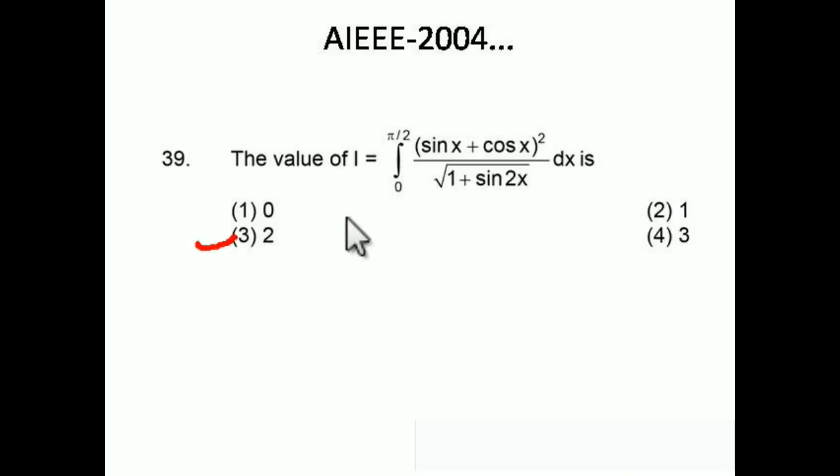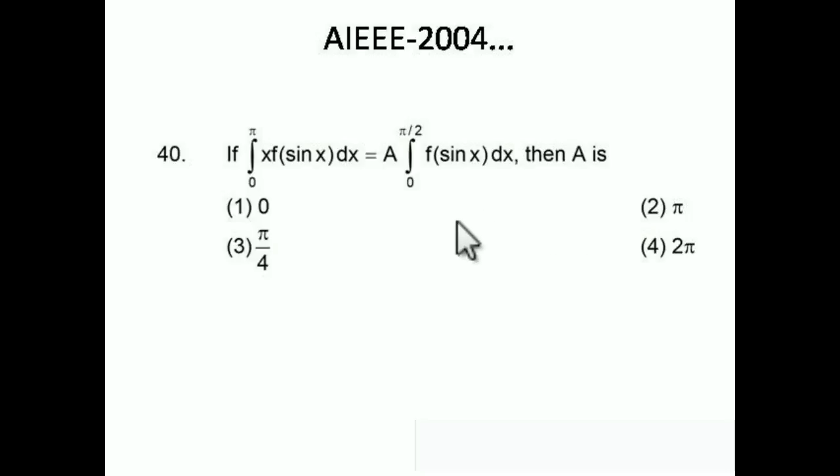This is a very easy problem. I solved this so that you students get the idea of how to evaluate the sum. Very easy sum, just a tricky question, we can say. This is a very good sum also from AIEEE 2004.